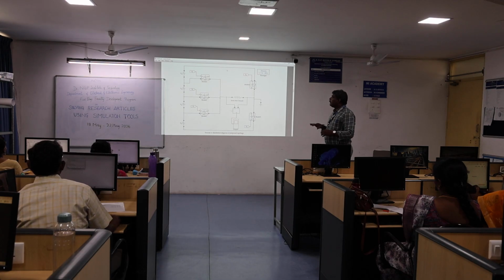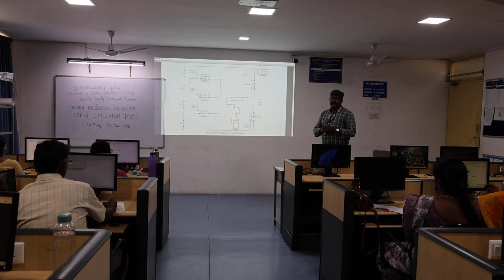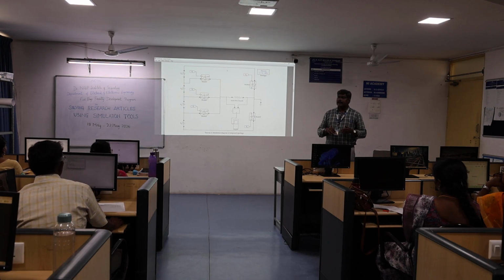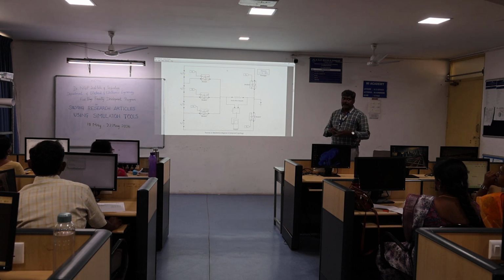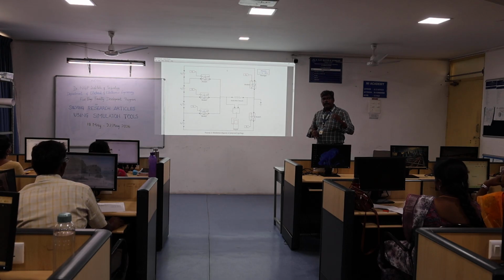So in this topology, we need to generate the carrier signal. The total number of carrier signals here is 6 carrier signals. Like the positive group, we are going to use 3 carrier signals. Carrier signal means a triangular signal. Again in the negative group, we are going to take 3 more carrier signals.